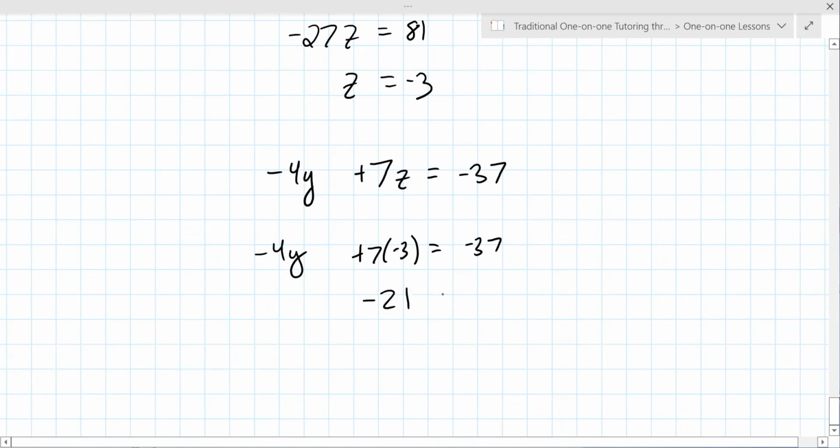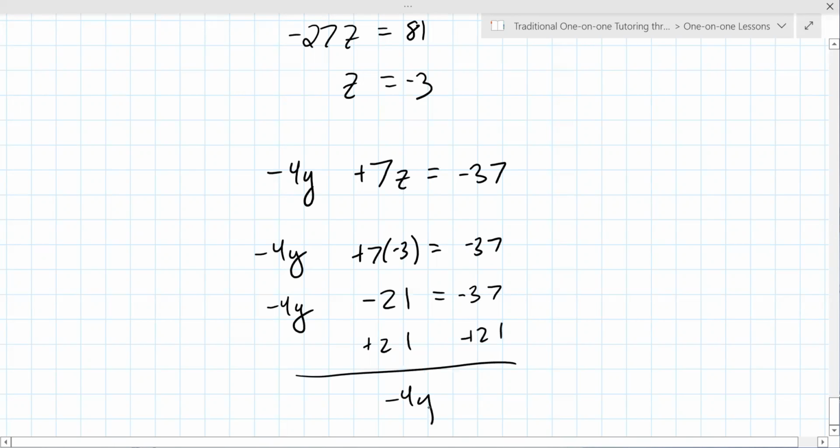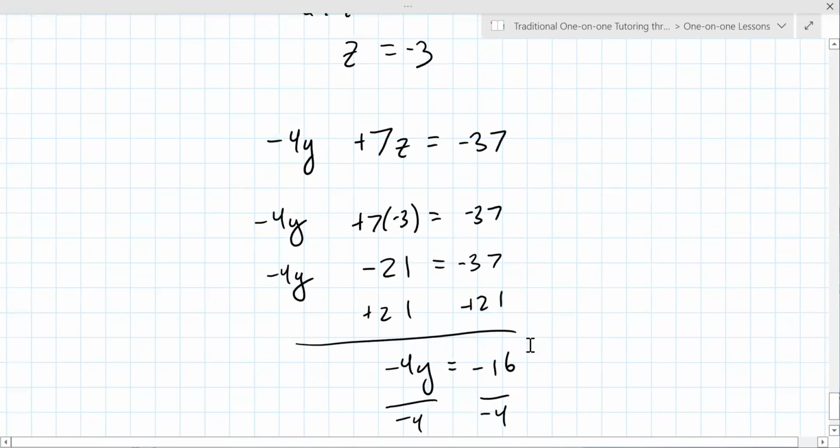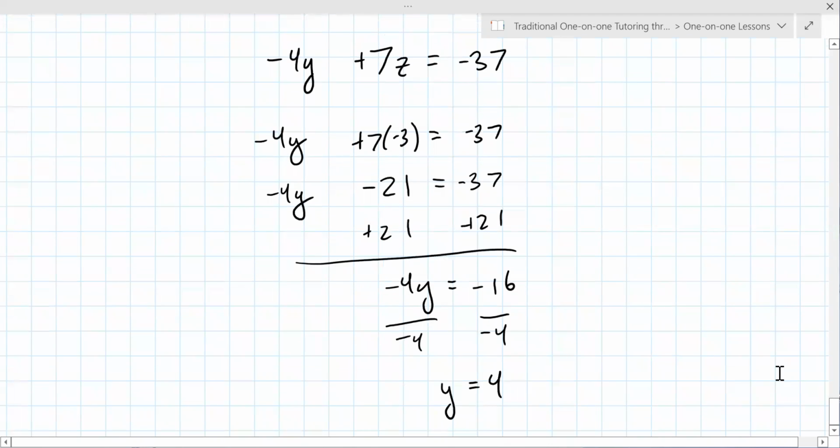Minus 21, minus 37. So you add 21 to both sides. Minus 4y equals minus 16. Divide by minus 4. Y equals 4. So now we're in really good shape. Now we're really good because we got both a z and a y. We have z is minus 3, y is 4.